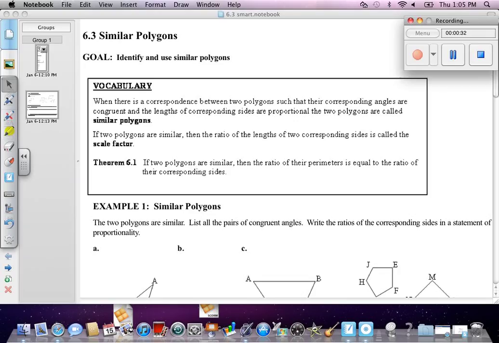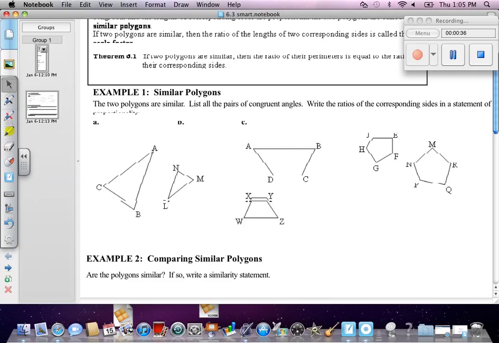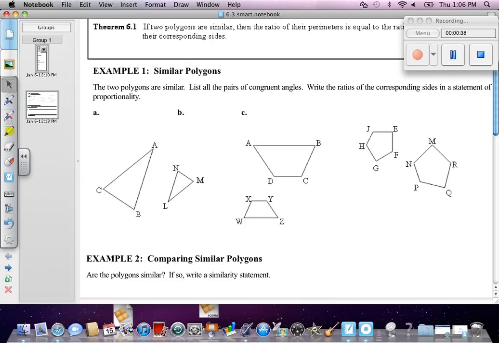Okay, so we're not going to do all of these because it's a little repetitive, but we're looking at A. Two polygons are similar. List all the pairs of congruent angles, and write the ratios of the corresponding sides. So this is just angle A is congruent to angle L. Angle C is congruent to angle N. You kind of have to switch it in your head. Angle B is congruent to angle M. That's it.